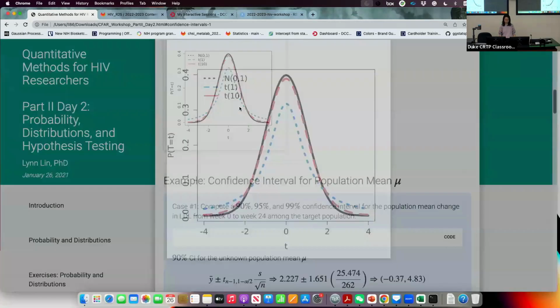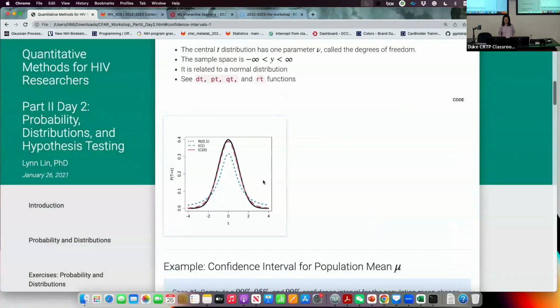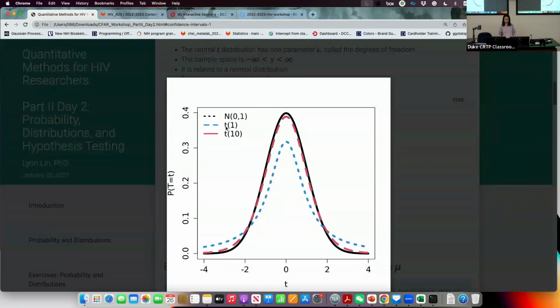Okay, so this shows how the t distribution looks. You see, this is a t distribution with degrees of freedom 1, and this is a t distribution with degrees of freedom 10. So with higher degrees of freedom, the t distribution looks more similar to the normal distribution. And if you have smaller degrees of freedom, you will have larger tails for the t distribution.